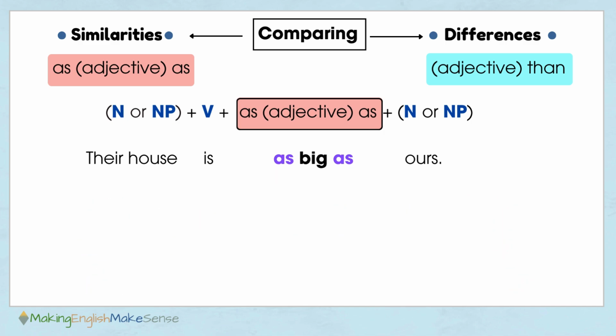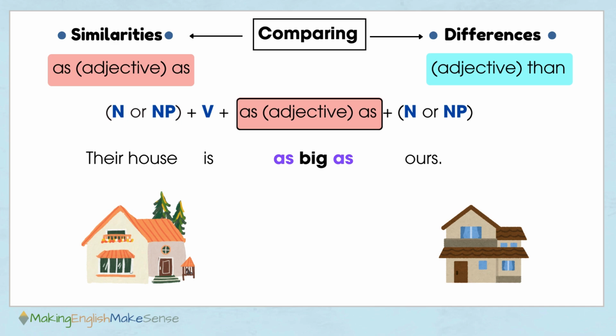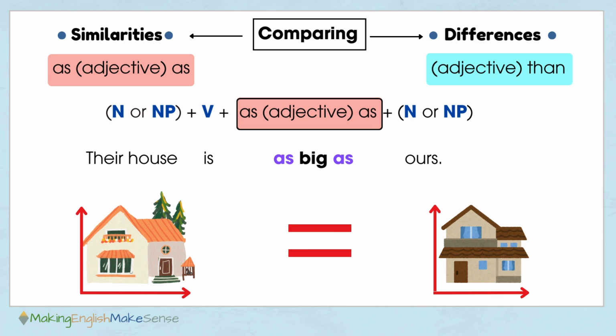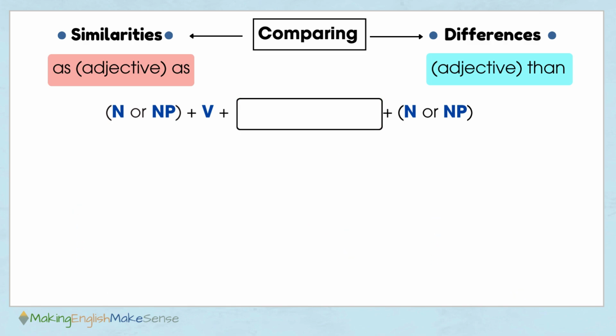The sentence, their house is as big as ours, compares the size of 2 houses, their house and our house, and states that they are the same size. In this case, they are equally big. Now let's see how we express differences.